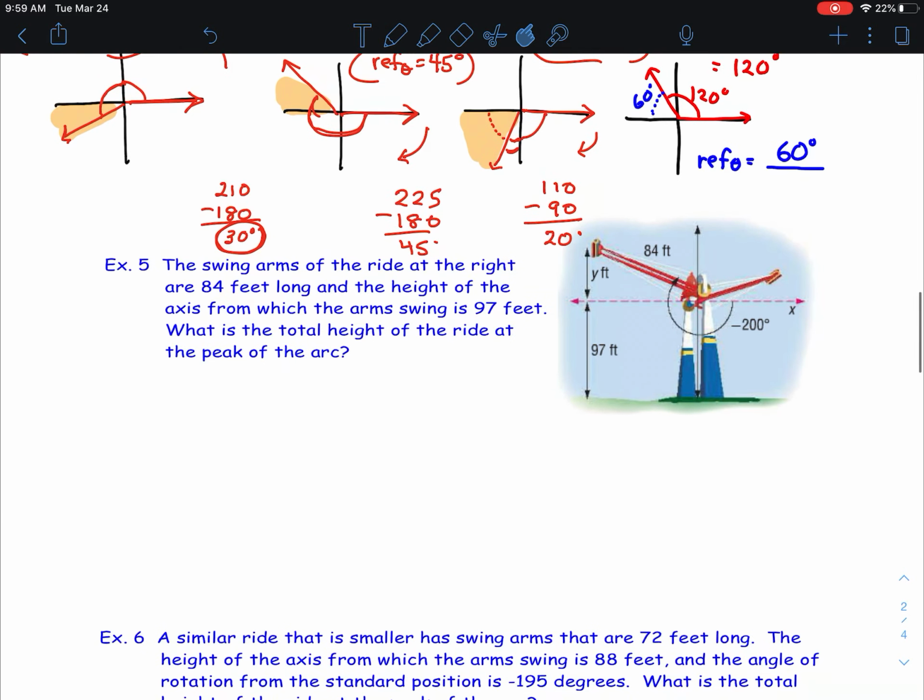Okay. All right, so in this last example here, we're talking about a fair ride. It says the swing arms of the ride at the right are 84 feet. So you can see that labeled in the picture. It says the height of the axis from which the arms swing is 97 feet. You can see that right there in the picture as well. Okay, what is the total height of the ride at the peak of the arc? So the question is, we want to know what is this whole distance right here.